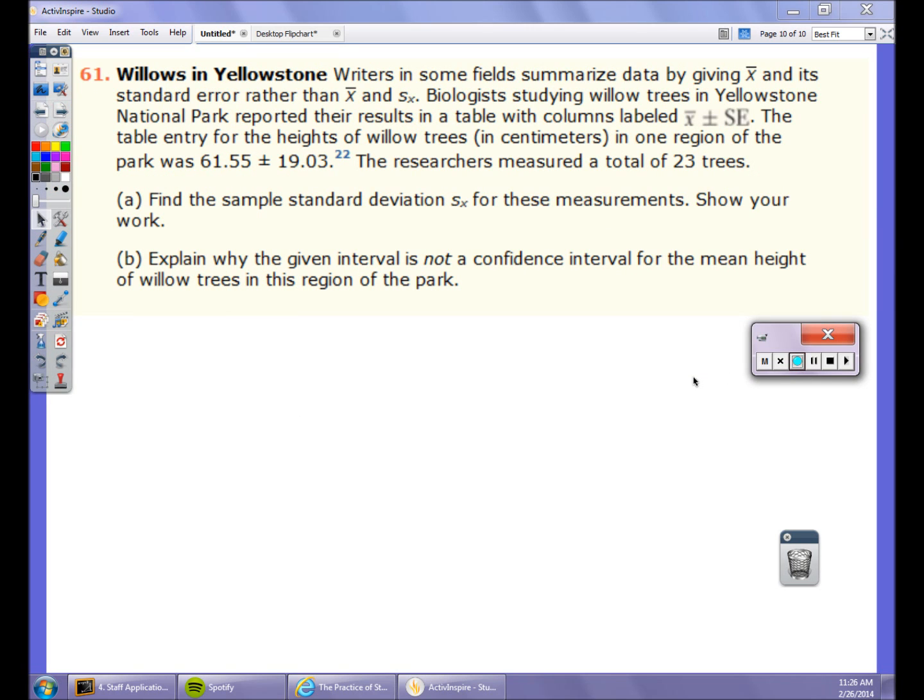Question 61. We're going to do a little working backwards here to find the sample standard deviation, and then give me an explanation on why this would not be a confidence interval. I'll give you a second to think about this one.